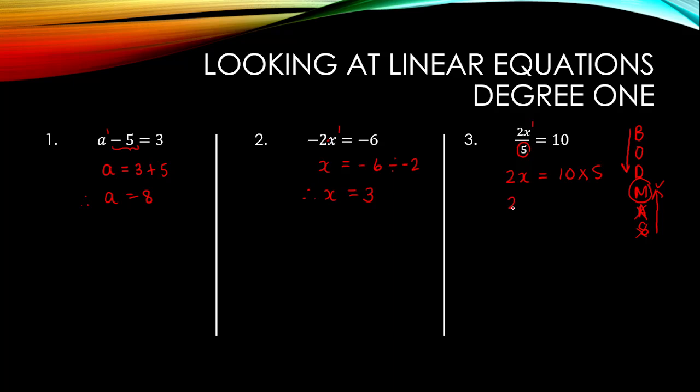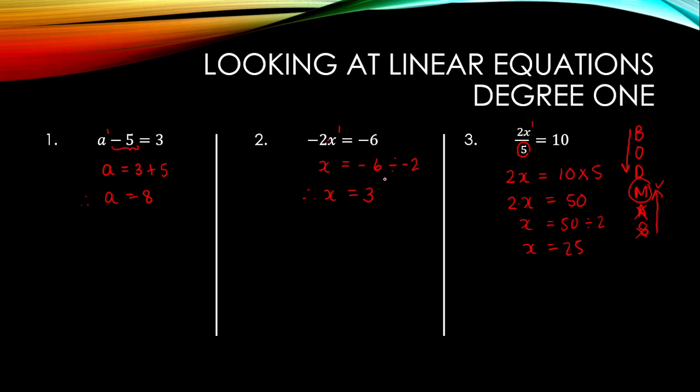So I've got 2x is equal to 50. Now I ask myself, is there anything that, when I move over the equal sign, division will occur? Yes. Here's a multiplication. 50 divided by 2. x is equal to 25. Again, I've isolated the x by itself on the one side.